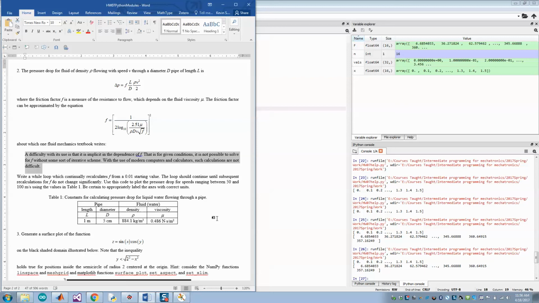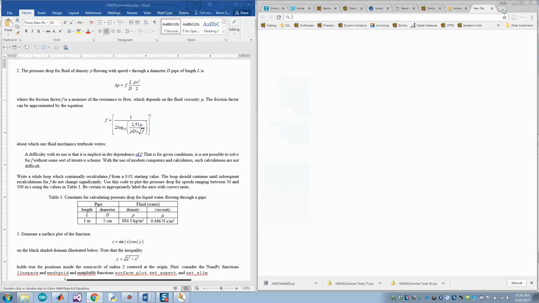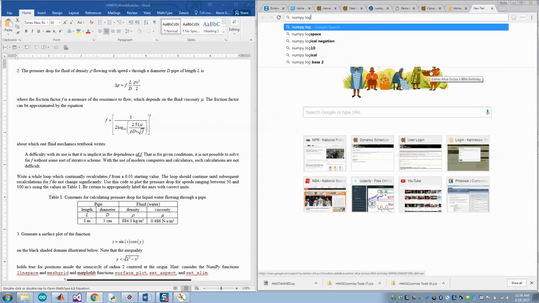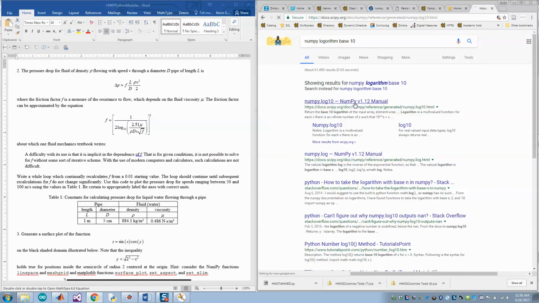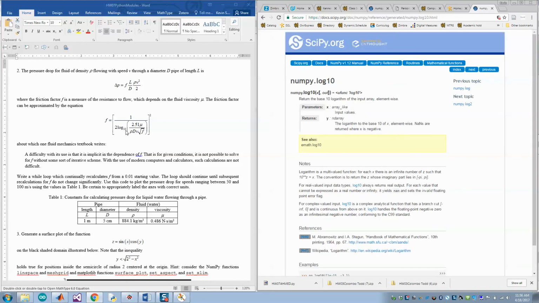So the idea is indeed that this equation cannot be explicitly written as a function of f. There's an f here, there's also an f here, but we can't rearrange the equation to combine the f's because this f has a square root on it and it's inside a logarithm base 10. Now, I have not looked yet to figure out what the NumPy logarithm base 10 is. I'm not sure what the command is. It's probably just log10. Yeah, there it is, log10. So numpy.log10 will allow you to get this logarithm base 10.